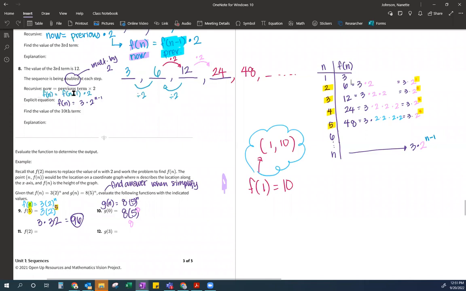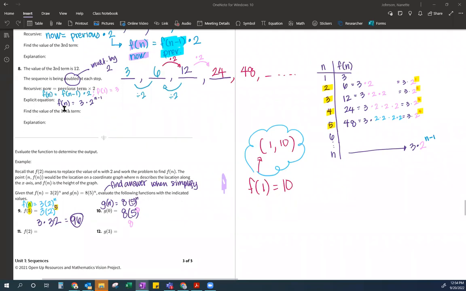I did realize that now that I look at my recursive function, I forgot one piece. The first piece of your recursive function is supposed to be your starting point. So I need to write that down here. My starting point here is going to be f of 1 is 3. Okay, so now I did my recursive, check, I did my explicit. So go over these in your head to make sure that it makes sense before we move over to the 10th term. Okay, so the next question is find the value of the 10th term.